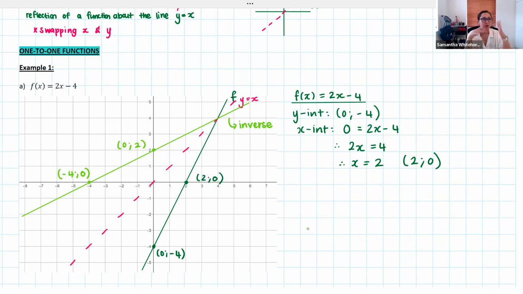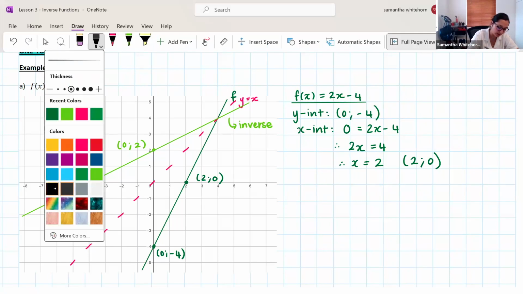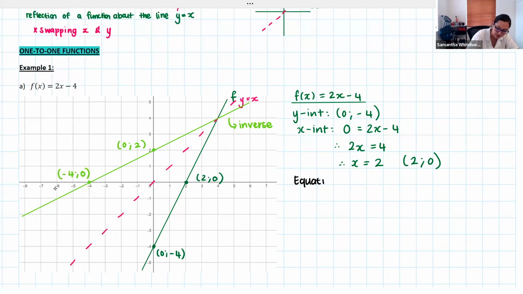Now that's all well and good. It's easy enough for us to draw the inverse from a given graph or from a graph I already have, because like you saw, I just swapped the coordinates. But it's also equally important to be able to find the equation of your inverse. So if you're ever asked, or if you ever need to find the equation of your inverse function, there are two easy steps that you go about.